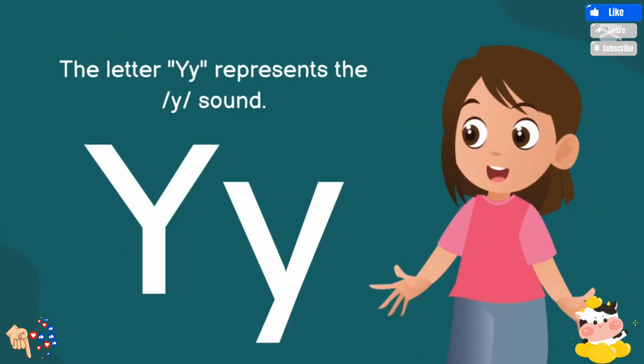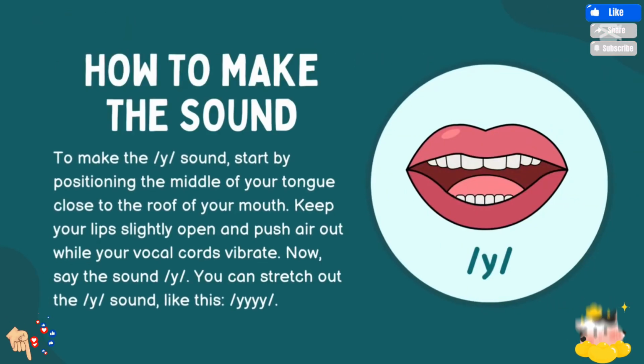The letter Y represents the Y sound. How to make the sound. To make the Y sound, start by positioning the middle of your tongue close to the roof of your mouth. Keep your lips slightly open and push air out while your vocal cords vibrate. Now, say the sound Y. You can stretch out the Y sound, like this, Y.